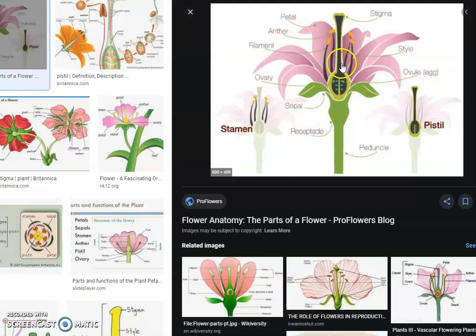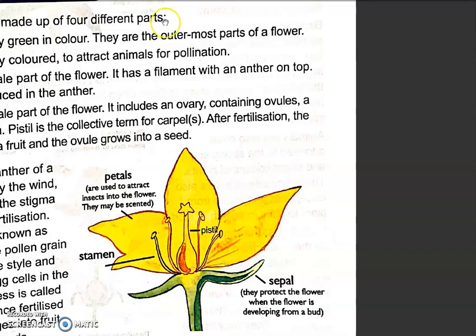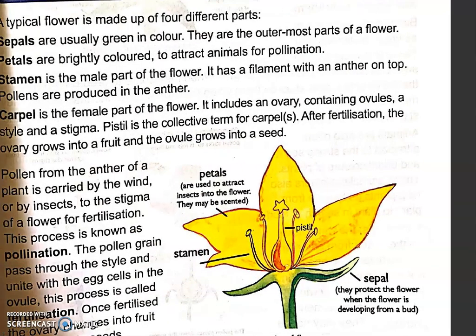So in this part, this is the pistil. Okay, this is the pistil and this is the filament. Like we talked about, this is the filament, this is the anther and this is the pistil. So it has both male and female parts. Okay, so let's move on.